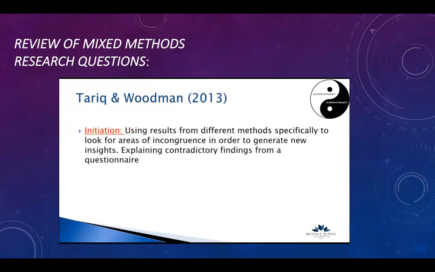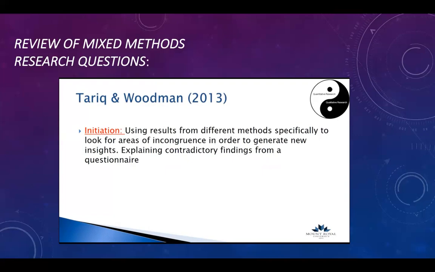Initiation is using results from different methods specifically to look for areas of incongruence or disagreement in order to generate new and deeper insights. Here it often helps to explain contradictory findings. For example, we do a survey or questionnaire, we have contradictory findings, we need to dive deeper to figure out what those are.